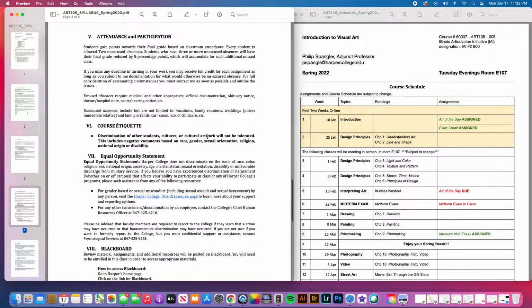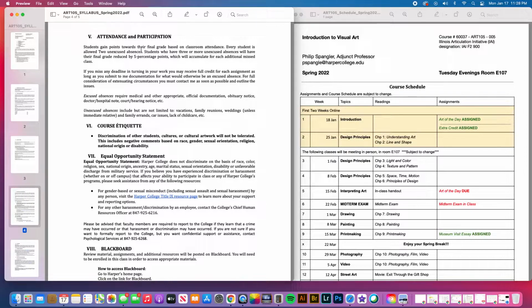So attendance and participation. You gain points towards your final grade based on classroom attendance. Every student is allowed 2 unexcused absences. Students who have 3 or more unexcused absences will have their final grade reduced by 5 percentage points, which will accumulate for each additional missed class.